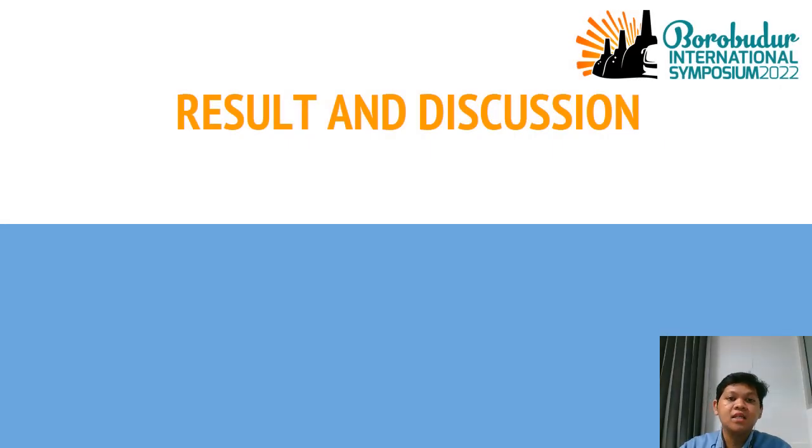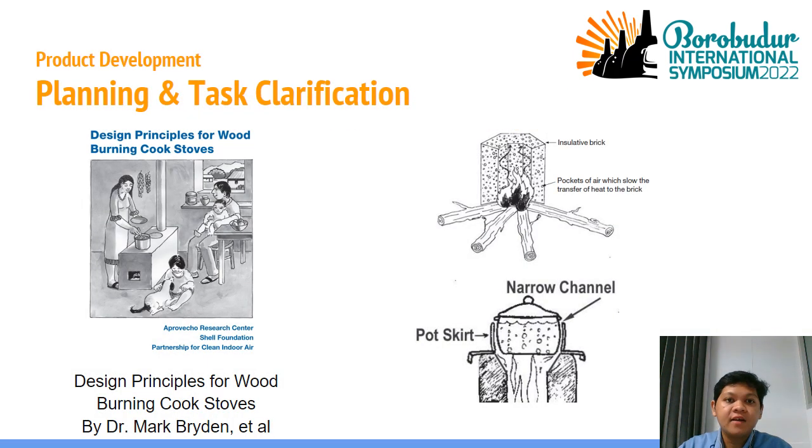Now we will present the result of our research. First step of product development is planning and task clarification. We identify development needs that are necessary on the existing rocket stove by referring to the book Design Principles for Wood-Burning Cookstoves. And the results show that the principle of insulation is not owned by the existing rocket stove. And also, it doesn't take into account the size of the gap.